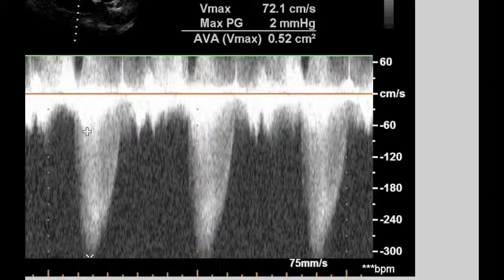This concludes our discussion of aortic stenosis and aortic regurgitation. It's important to remember that a thorough examination with color flow, pulse wave, and two-dimensional Doppler is critical to the assessment of this valve. Thank you.